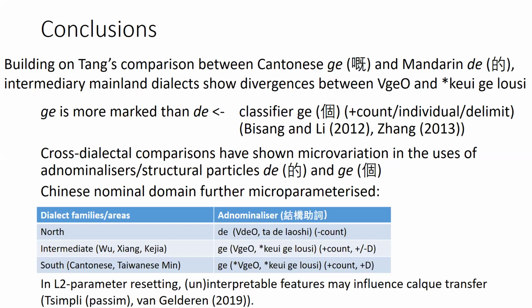And also in L2 parametric resetting, which has been shown to have an effect on language or dialect borrowing. We could say these features, both interpretable and uninterpretable, may influence calque transfer. So the copying of syntactic patterns, how in intermediate dialects, there seems to be some kind of influence from the north in permitting a VGO. But this does not carry over to activity nominals due to the fact that activity nominals are referential.